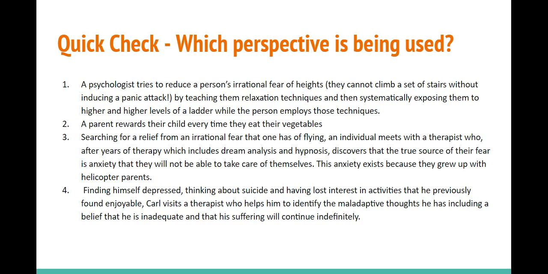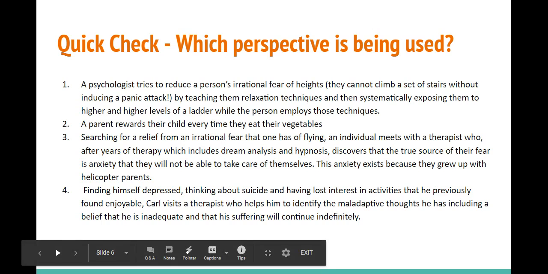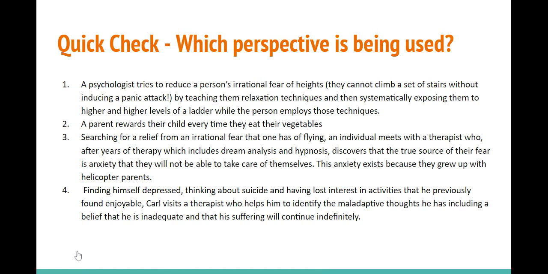anxiety. And finally, number 4, Carl's visiting a therapist who is helping him to identify this maladaptive thought process, meaning a thought process that doesn't help him to survive. And he doesn't think that he is worthwhile. And so, what is going to happen to him? He's worried his suffering will continue indefinitely. This is actually a cognitive perspective, which we are going to, so it'd be neither, but we're going to actually learn about that perspective.